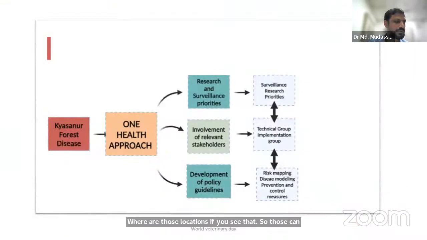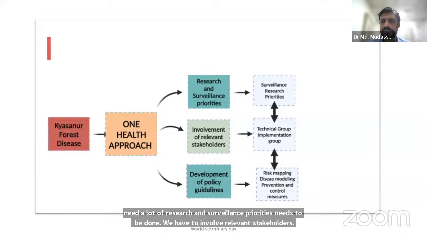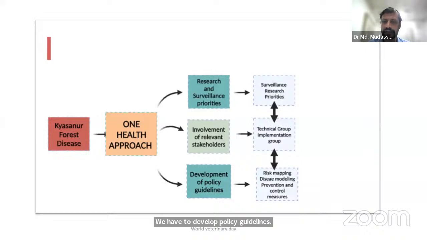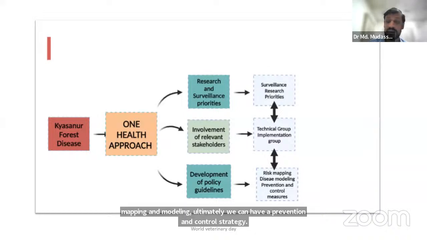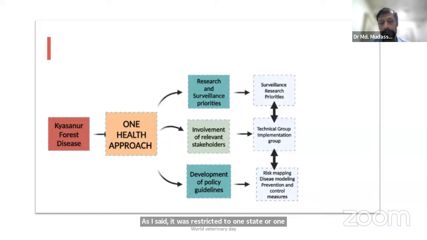From the KFD point of view, if we talk of what can be the One Health approach, I would say we need a lot of research and surveillance priorities to be done. We have to involve relevant stakeholders. We have to develop policy guidelines. Then, what is the priority for research? Then we have to have a technical group. And for policy guidelines, there are a lot of tools we can use, like risk mapping or disease mapping and modeling. Ultimately, we can have a prevention and control strategy. As I said, it was restricted to one state or one district. Now it has gone to five states. All those things can be taken care of.